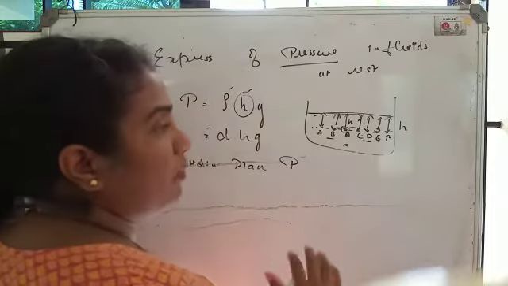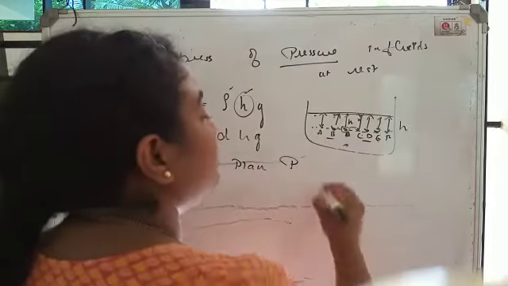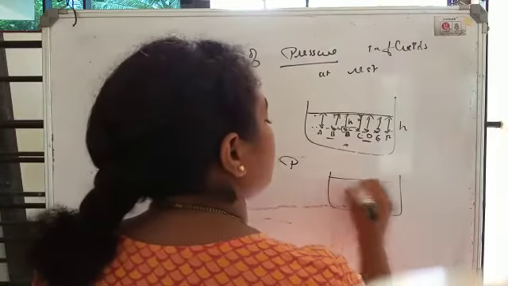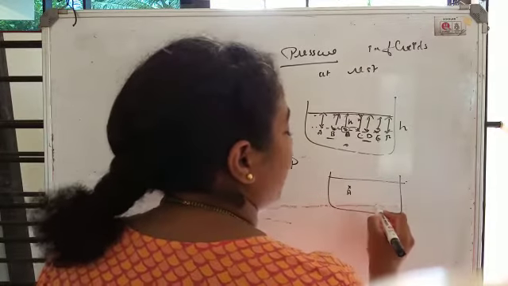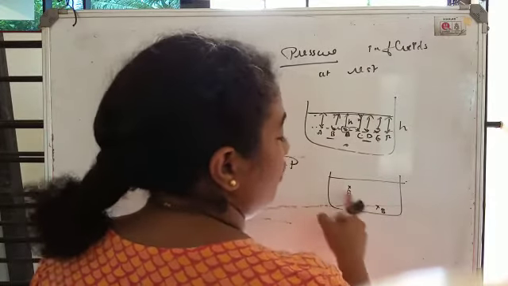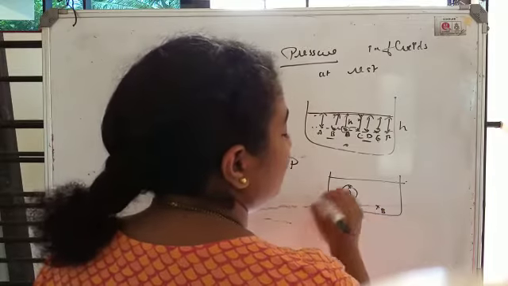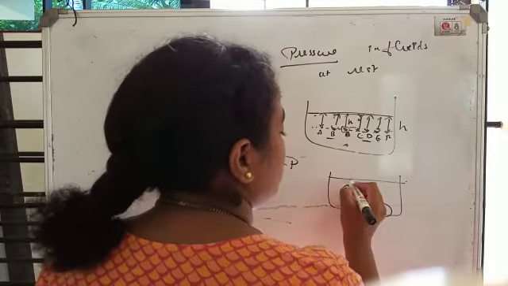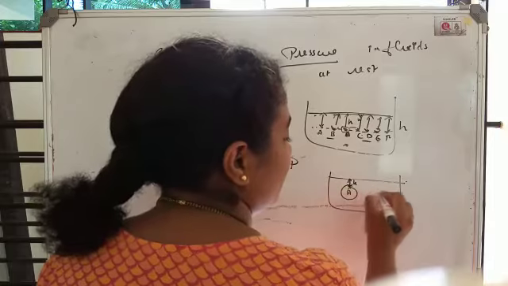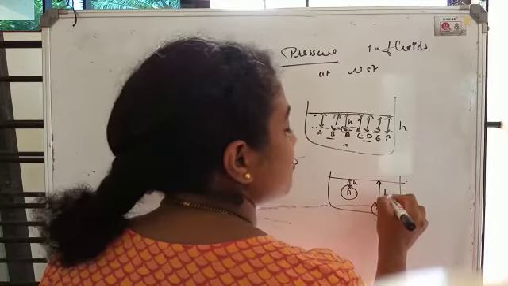What about if it is not in the horizontal plane? If there are two points which are not in a horizontal plane, for example this is point A and this is point B, then the pressure at A will be different and the pressure at B will be different, because the height from the free surface here will be different from the height from the free surface here.